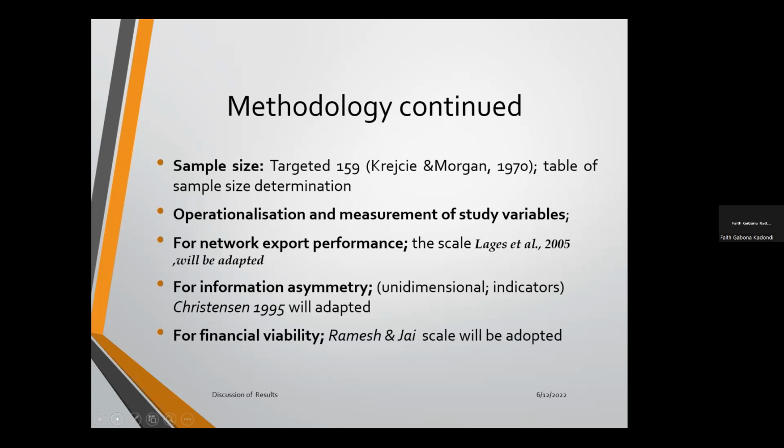Operationalization and measurement of my study variables. The study variables: information asymmetry and financial viability. Information asymmetry is unidimensional, so many indicators were found. I did not get any multidimensional scale for information asymmetry. For financial viability, Ramesh and Jain's scale will be adopted. This is an error; it should be for internationalization. The legislative scale will be adopted.